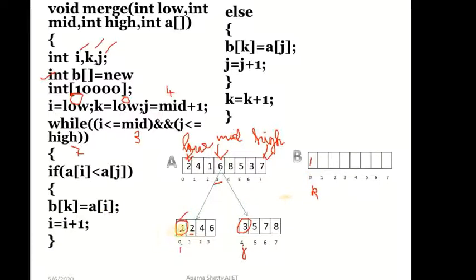B of k is equal to A of I. So in B of k I will put A of I, that is 1. Now this element is done. Next I will increment I.